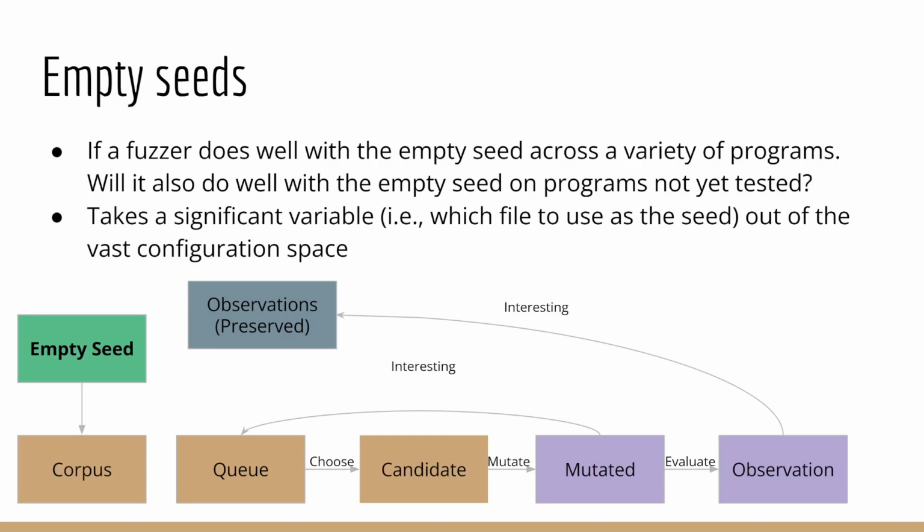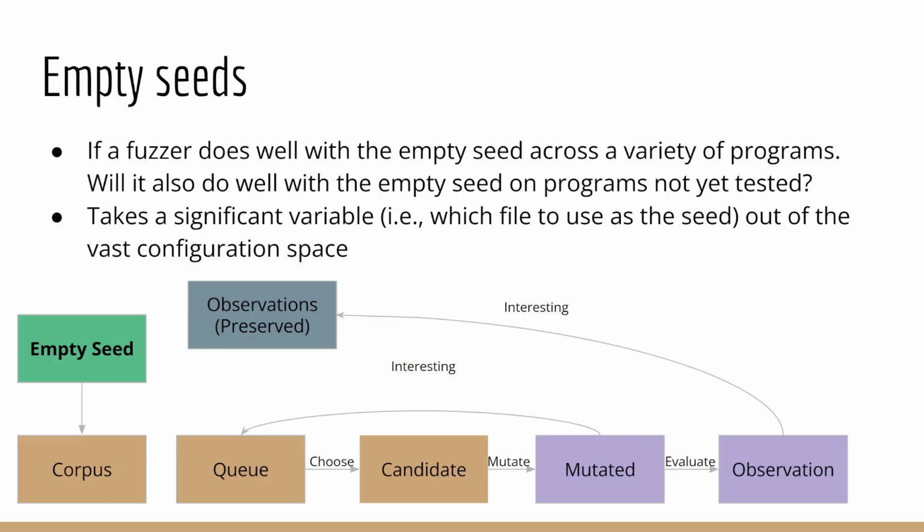However, the paper also talks about empty seeds, and it asks the question, will empty seeds do well on programs that haven't been tested yet? Because if it does well on an empty seed, it theoretically can do well on programs that we don't know much about and don't have seeds already pre-collected. Furthermore, it takes a significant variable out of the configuration space. So that's just another thing you don't have to account for when you're trying to evaluate performance.